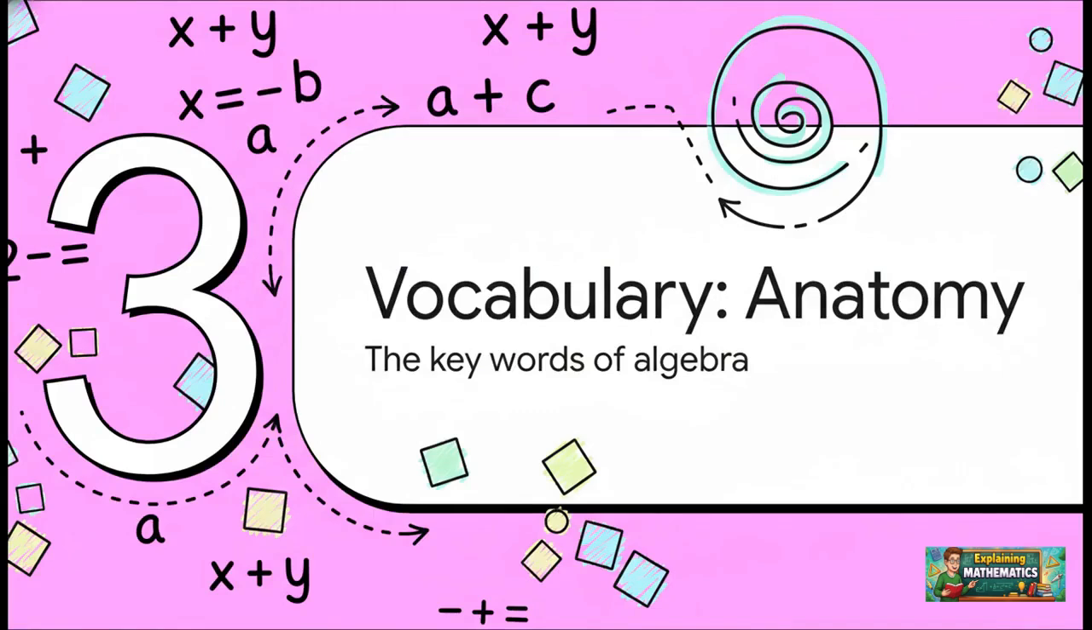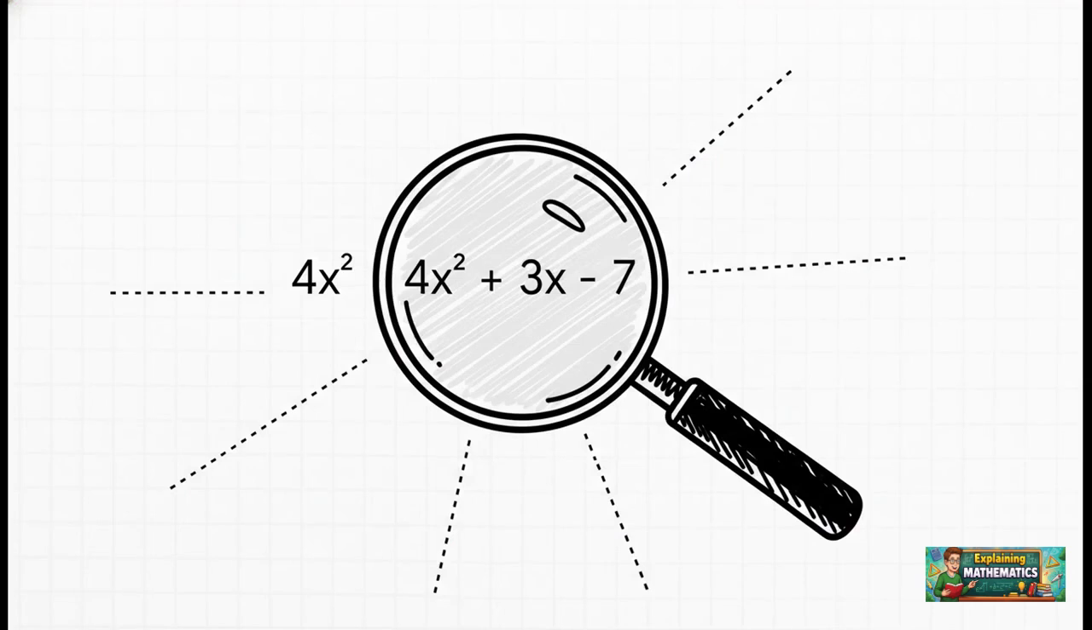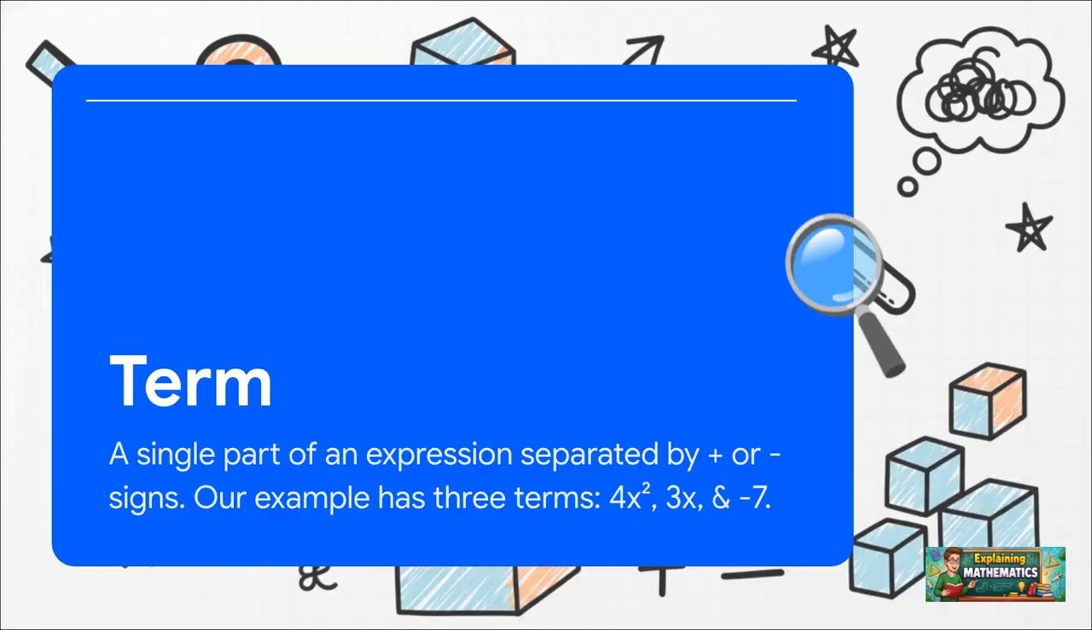Okay, grammar, check. Now it's time for some vocabulary. Let's break down the anatomy of an expression and learn the key words you'll see all the time. We're going to use this expression right here to break down all the components. You can think of it like diagramming a sentence back in English class, just to see how all the parts fit together. First up, we've got terms. These are just the individual chunks that are separated by plus or minus signs. So in this example, you can see we have 3 terms, the 4x squared, the 3x, and the minus 7.